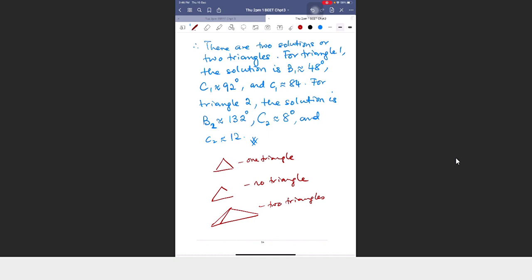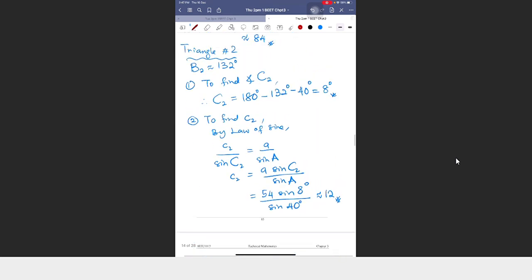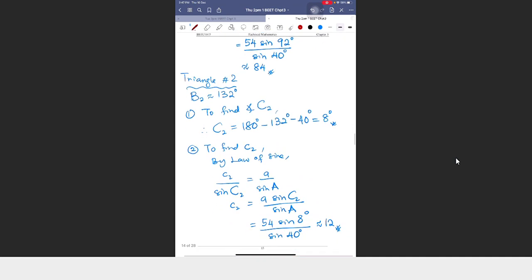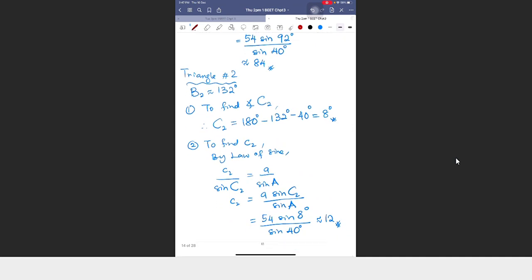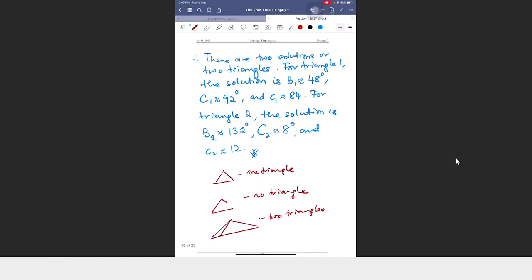So basically, if you are given case number 2, which is the side side angle, this is what we call the SSA. So this is what we call the ambiguous case. The solution will lead to either one triangle, or no triangle, or it can be two triangles.